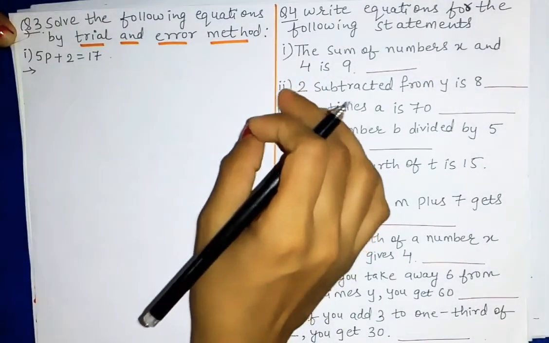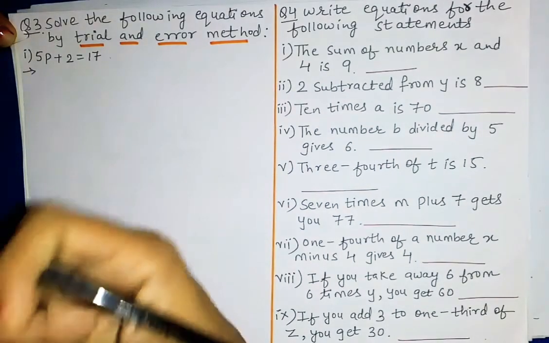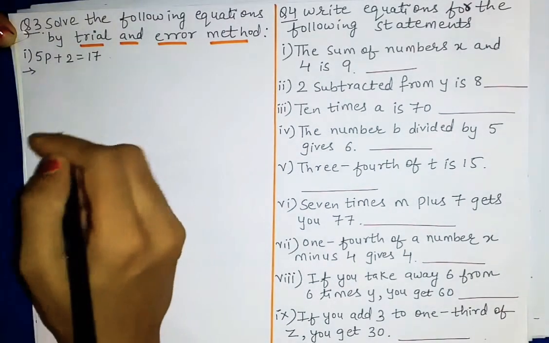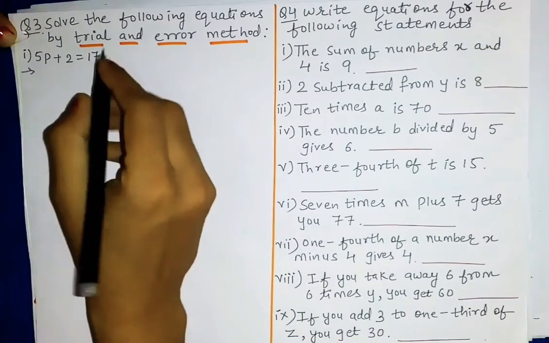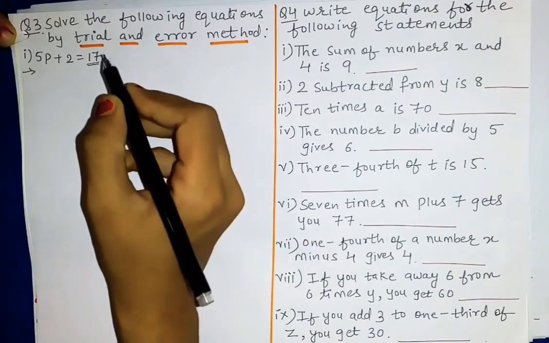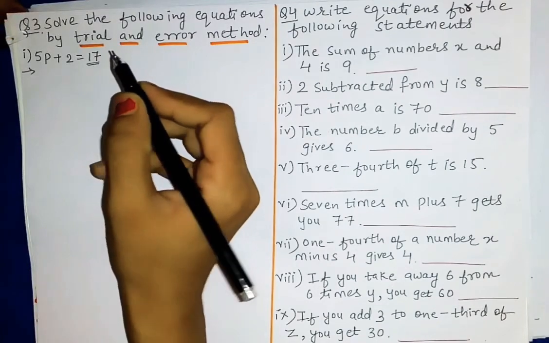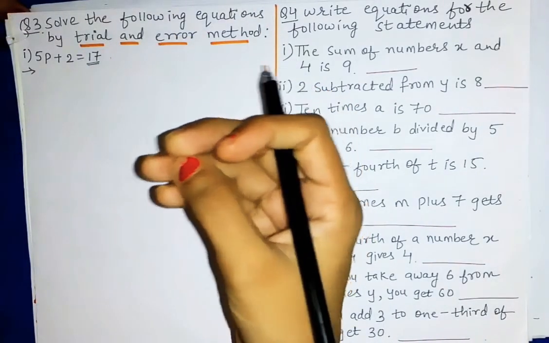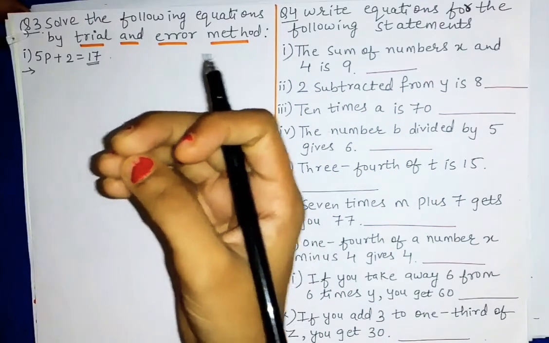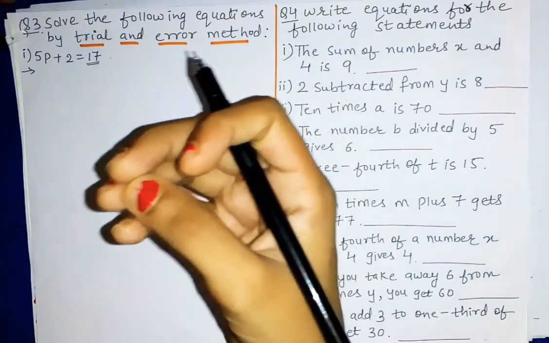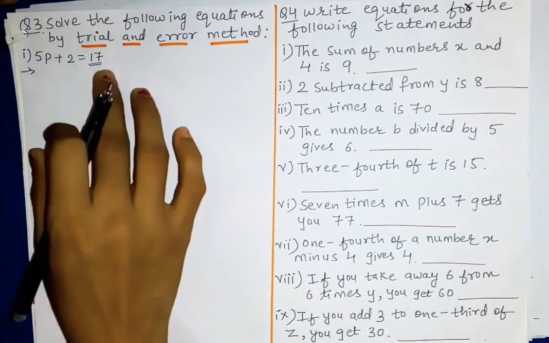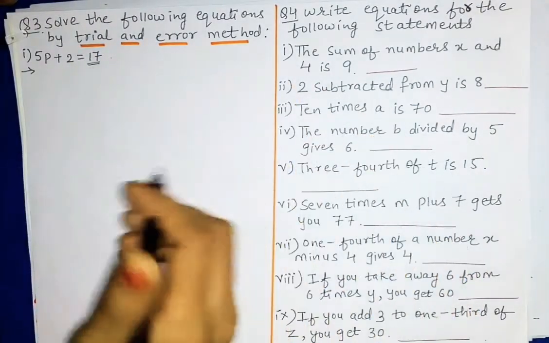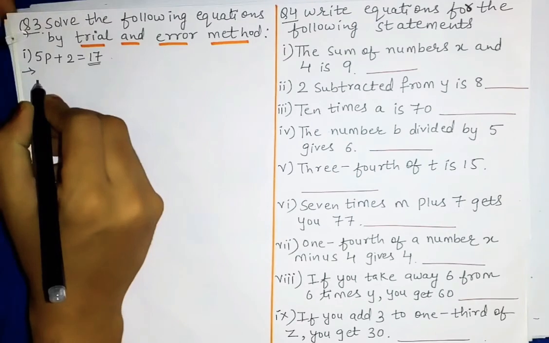Value is not given. Here we have to take our own values and keep them one by one and check at which value we are getting this answer 17. So we have to take our own values. You can take 0, you can take negative numbers, you can take positive numbers, you can take any value whichever you feel may give this answer. So it depends on you. So let us see this question.